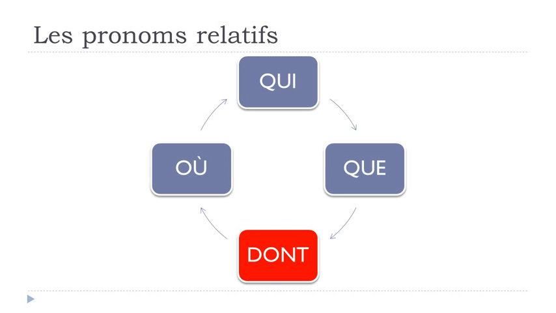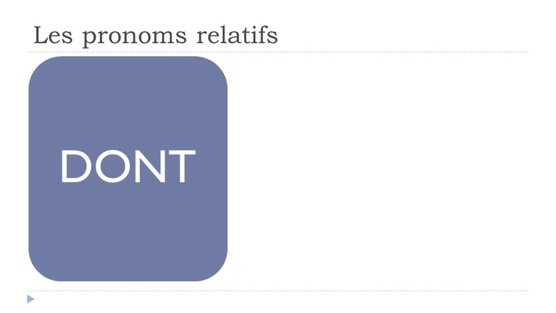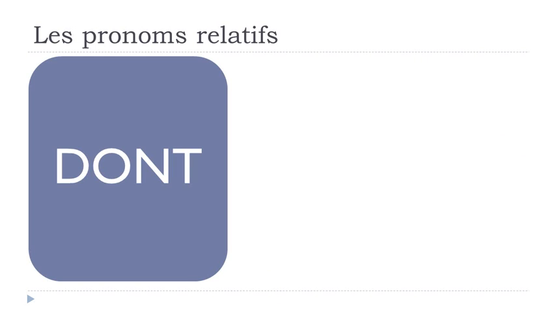Now, let's have a look at dont, okay? And the important thing with dont is that you will use this dont instead of a complément avec préposition de, all right? So it should be un complément, so something that will complete the sentence, coming after the verb, all right? And then it should be introduced with this préposition de here, all right? So let's have a look.